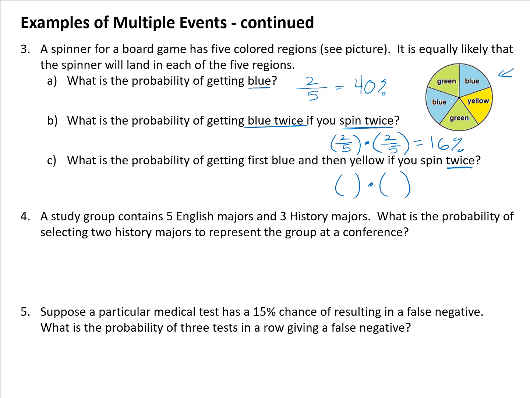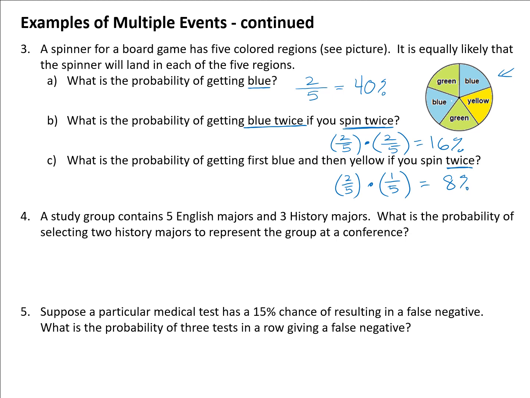The probability of getting first blue, that would be 2/5, and then yellow. Now the spinner hasn't changed, there's still 5 regions. There's only one of them, though, that has yellow, so 1 out of 5. So 2 divided by 5 times 1 divided by 5 gives you 8%. An 8% chance of first getting blue and then getting yellow.